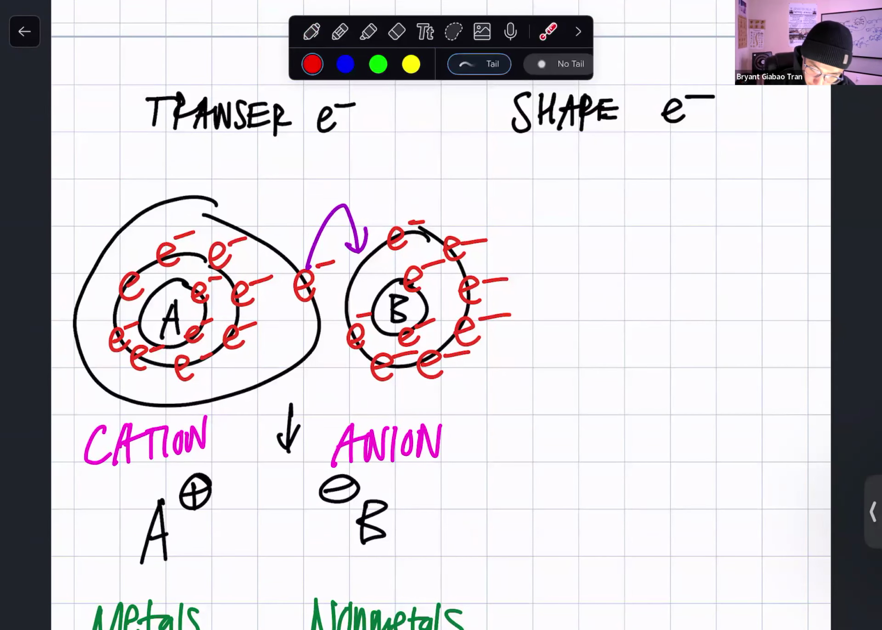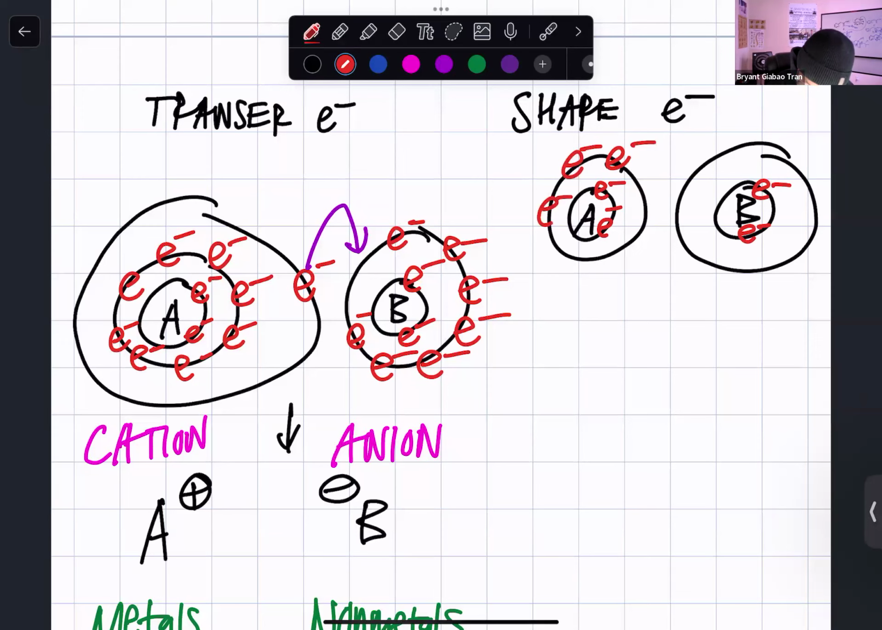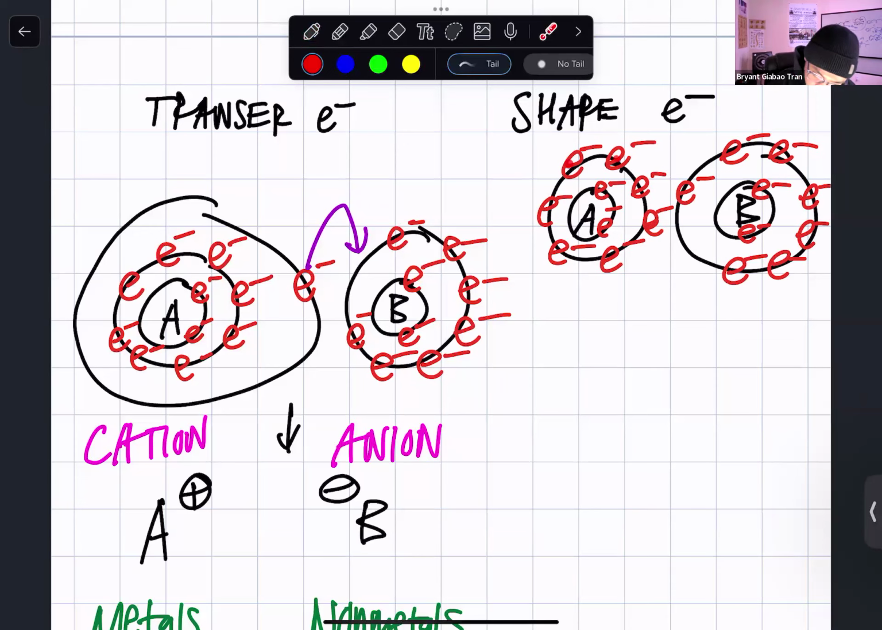So now let's look at the sharing of electrons. Sharing of electrons is going to typically happen between 2 nonmetals. So let's say we have atom A and atom B with 2 energy levels. Its first energy shell is filled with 2 electrons, and let's say its second energy shell has 7 valence electrons. Right? Atom A is missing an octet because it only has 1, 2, 3, 4, 5, 6, 7 valence electrons, same as atom B. It has 1, 2, 3, 4, 5, 6, 7 valence electrons.